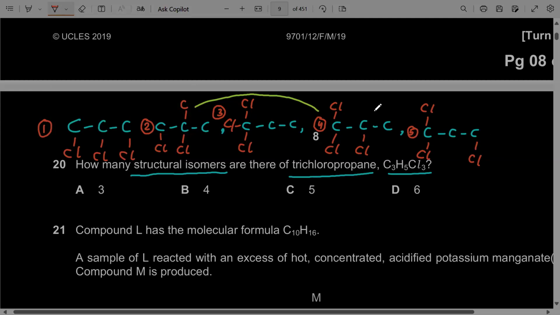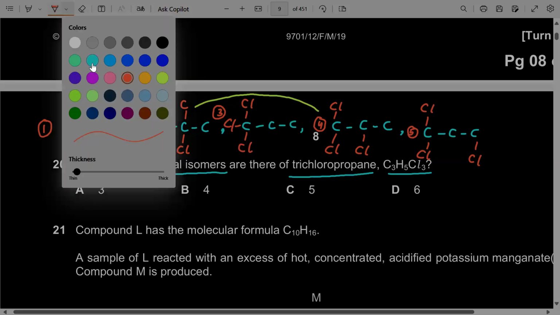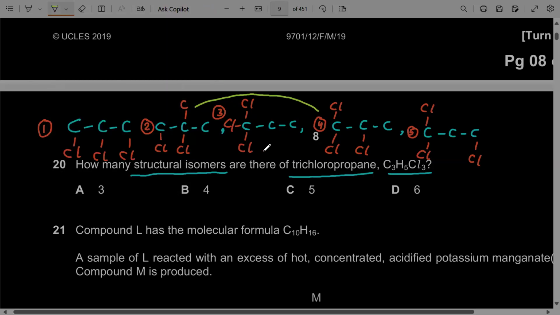So there is no other arrangement by which I can get another type of isomer on the basis of the arrangement of chlorine atoms. So in this way, my final answer is C, having the 5 isomers.